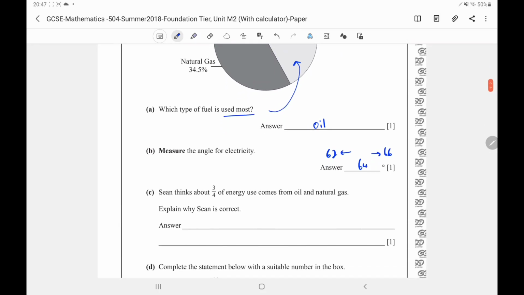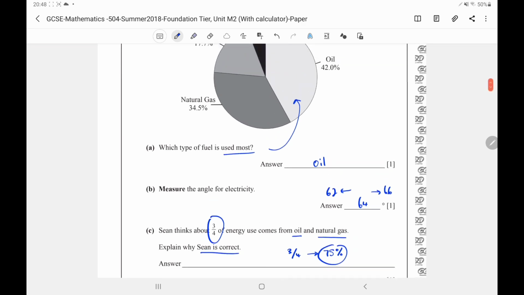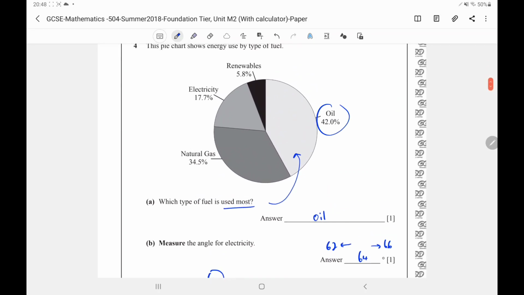Sean thinks about 3/4 of energy use comes from oil and natural gas. Explain why he's correct. If 3/4 comes from oil and natural gas, well then these two together will take up 3/4 of the pie chart. And 3/4 as a percentage is 75%. So if we can see from the pie chart that together they take up around 75%, well then Sean is correct. So let's look where oil and natural gas is. There's oil, there's natural gas.